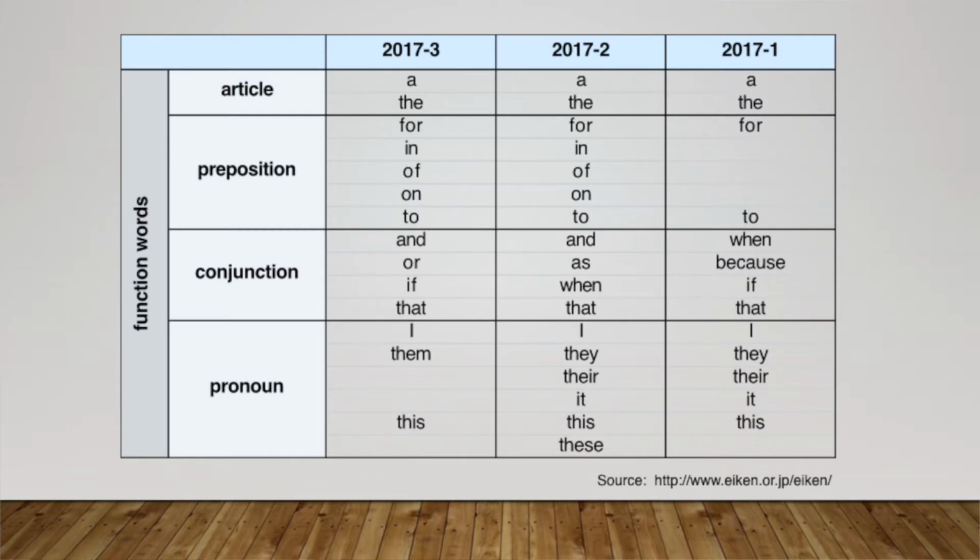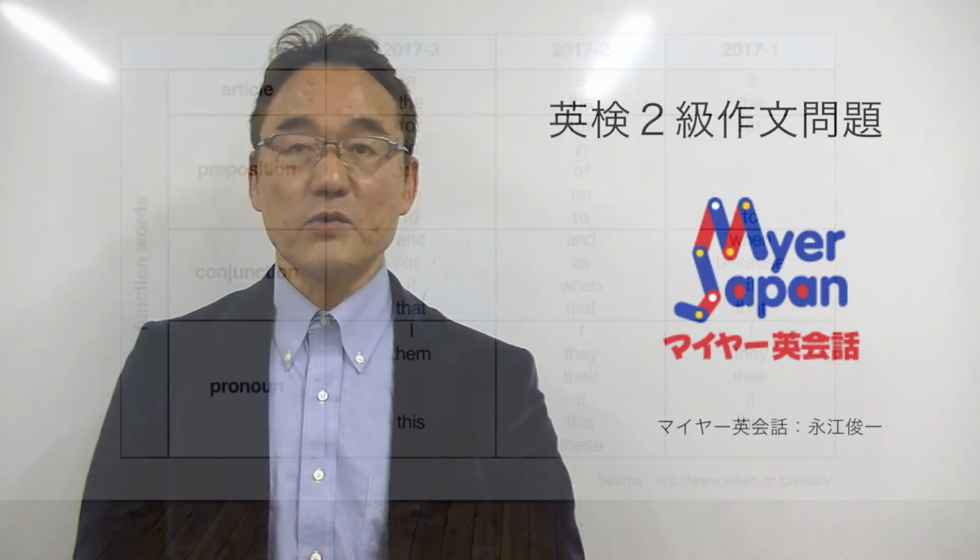Articles, prepositions, conjunctions, and pronouns are some of the function words. In the article row, you will see a and the used in all three model answers of the tests. A and the are listed only once in the table, but they are of course used many times in the respective model answers. This illustrates that you must know how to use the articles to get good marks, for example. The same goes with the list of prepositions and other function words.